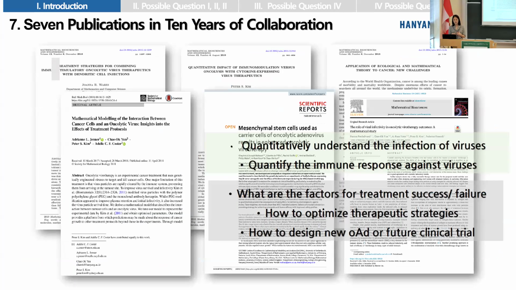I have been very fortunate to meet Professor Peter Kim through my supervisor, Professor Yoon, and Peter offered us many opportunities to collaborate with many mathematicians. Through this collaboration, we have published 7 papers in the last 10 years. Even though I don't really understand the equations and the formulation in the papers, we get a sense of quantitative understanding of virus infection and immune response against the virus. It also helps us to pinpoint the factors for treatment success or failure, and we can also fine-tune the therapeutic strategy and design new ones.